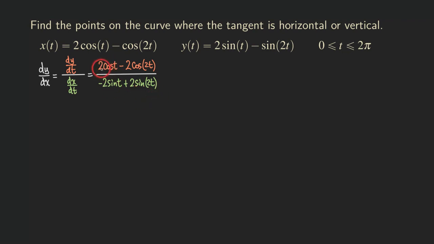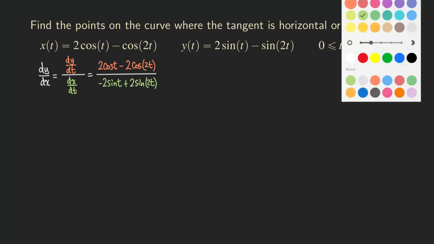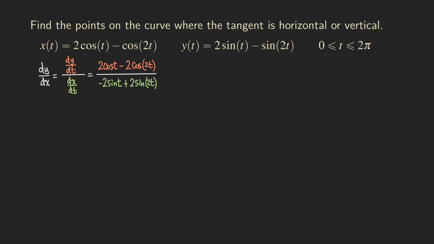So what are we going to do here? We are going to set the numerator equal to 0, but at the same time, we also need to set the denominator equal to 0 so that we see if there is a solution that will cause the numerator and the denominator to be equal to 0 at the same time. So first we are going to set the numerator equal to 0 and then try to solve that equation for t and see what's going on. So we are going to have 2 cosine of t minus 2 cosine of 2t equal to 0.